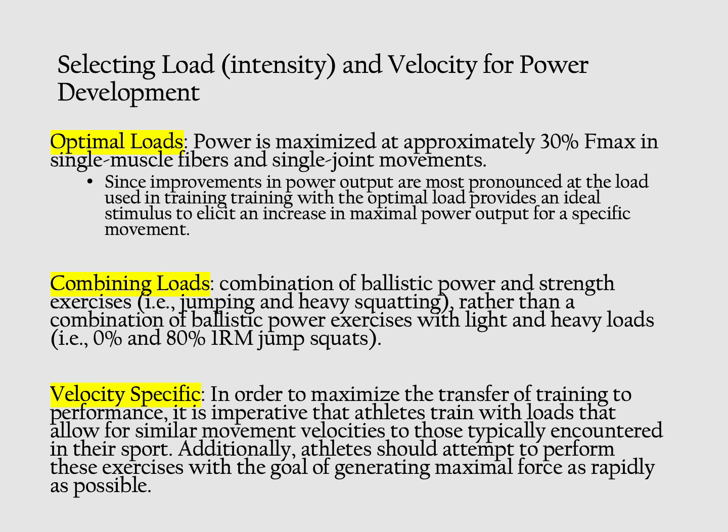As previously mentioned, we said power is maximized at approximately 30% of our maximal force. Remember that example of a 1RM where your athlete can lift 100 pounds one time. 30% is 30 pounds. Since improvements in power are most pronounced at the load used in training, training with optimal loads provides an ideal stimulus to elicit an increase in maximal power output for specific movements. So it's important to know what your athlete can lift maximally to appropriately program for maximal power.